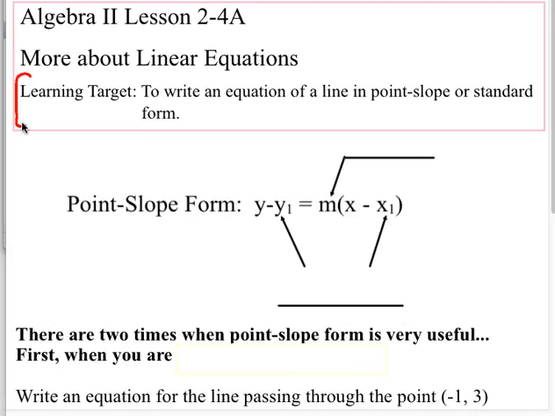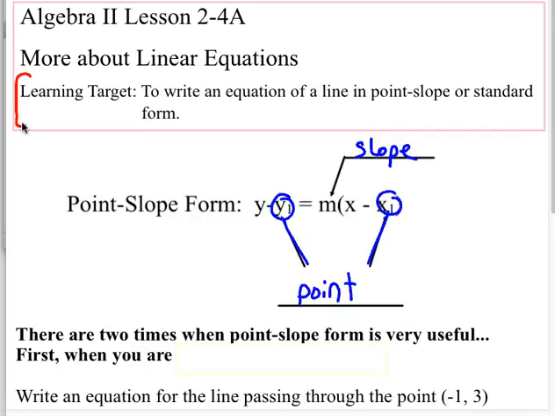So point-slope form, as its name implies, you are looking at your slope and you're looking at x and y values from a point on the line. So when I say y minus y1 equals m times x minus x1, this y1 and x1 come from a point on the graph. Okay, x and y themselves are still the variables. x1, y1 are from a point.